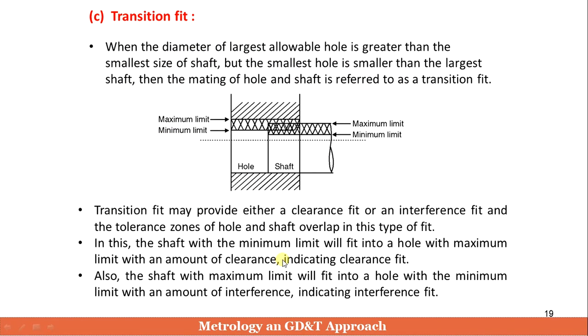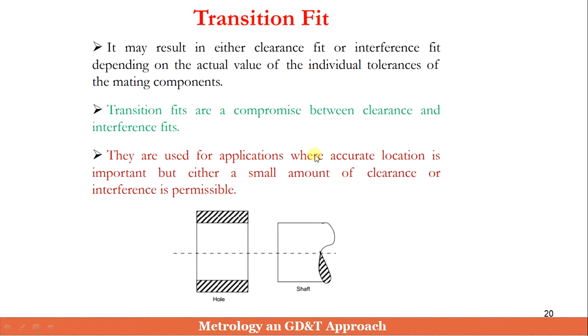Then we have transition fit. It is the intermediate fit between clearance and interference, in which we have interference between the maximum limit of the shaft and the minimum limit of the hole, but the maximum limit of the hole does not interfere with the minimum limit of the shaft. So we will try to understand that transition fits comprise both clearance and interference fit.